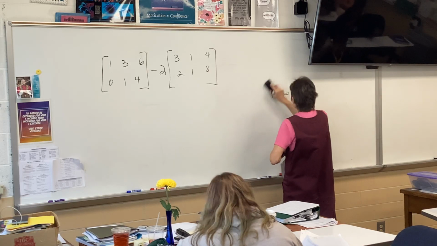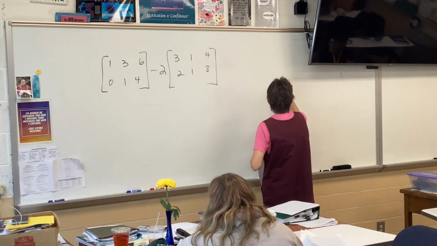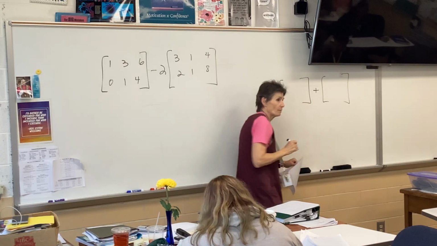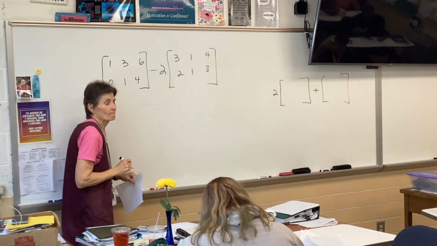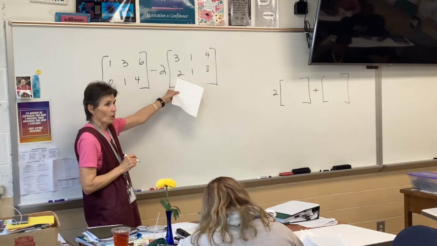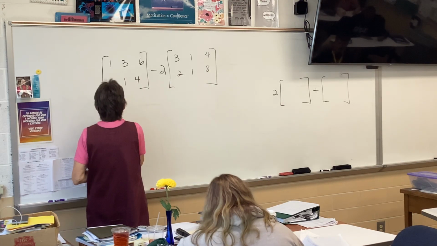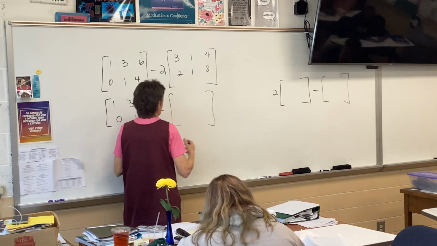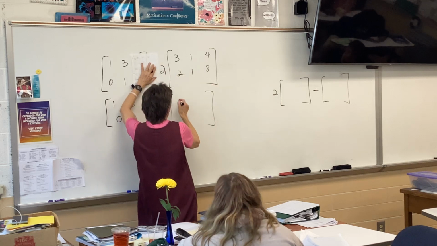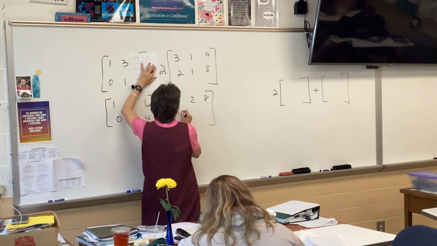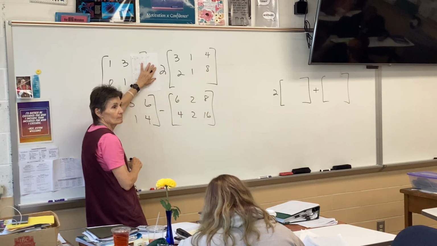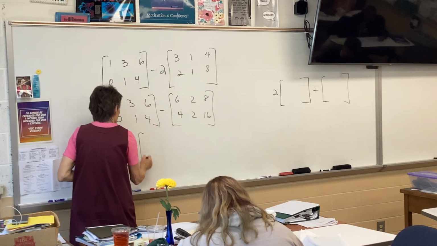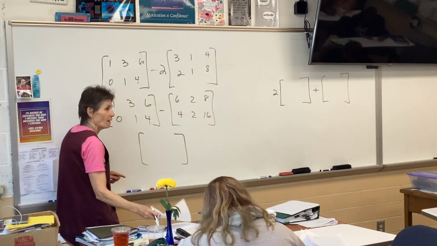Who remembers what we need to do? Don't we need to double all those? Yeah. So we're gonna take 1, 3, 6, 0, 1, 4, and we're gonna subtract double all that. So 6, 2, 8, 4, 2, 16. Right? And then we're gonna subtract. And when we subtract, we'll do it entry by entry.